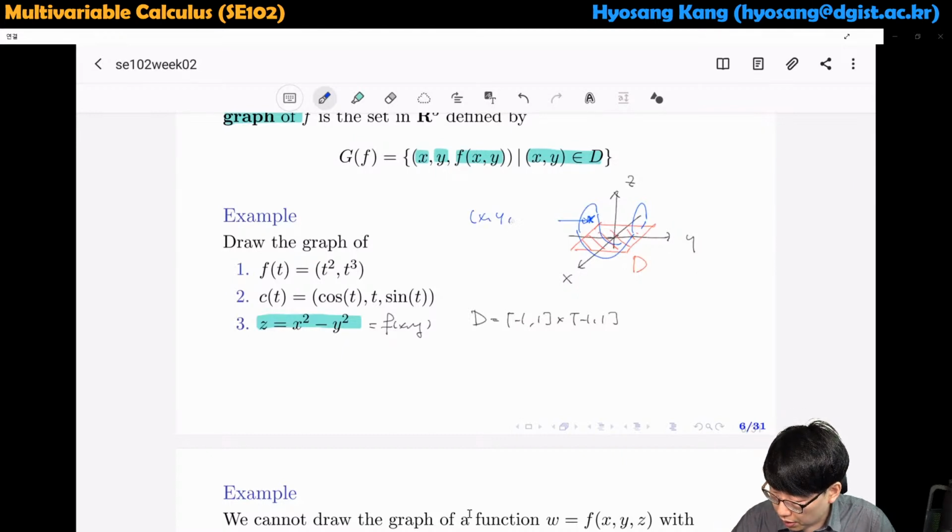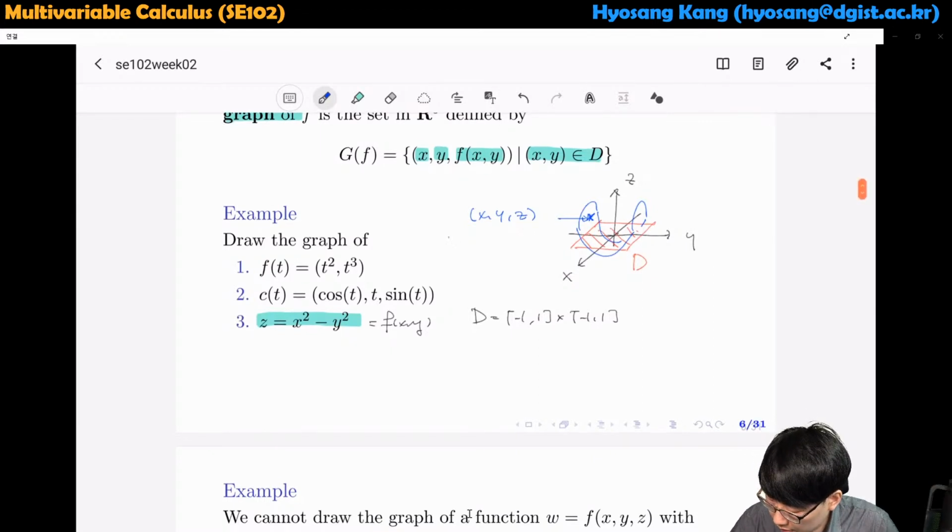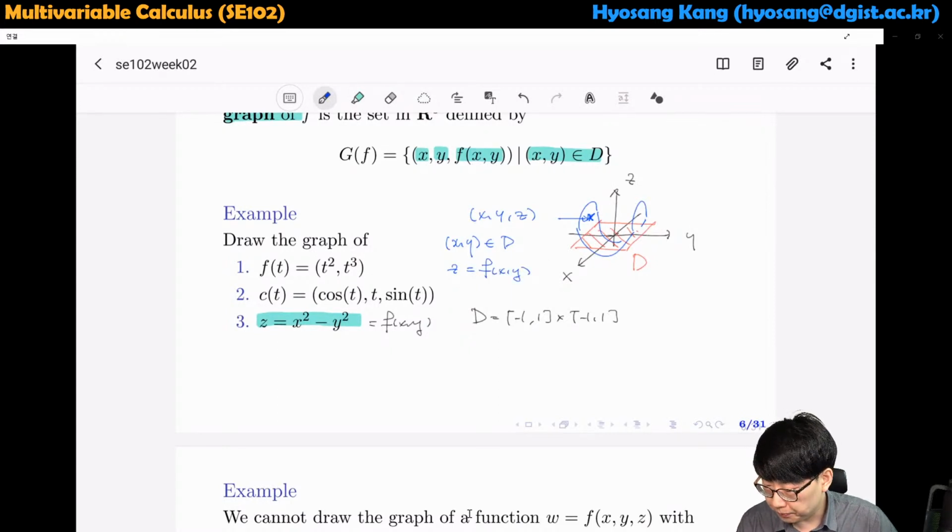So x, y, and z coordinates are here, and the condition that this point satisfies is that (x, y) must lie in the domain D, and z is equal to the value of the function at (x, y). Okay, so I'm collecting all this kind of point. So basically it's similar to drawing a line or drawing a region in the xy plane, but we are doing it in this three-dimensional space.